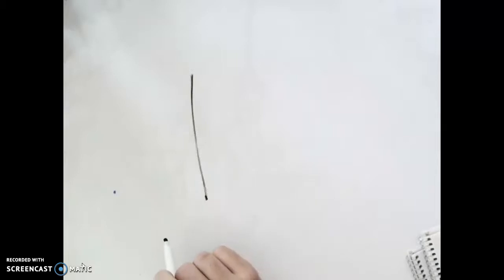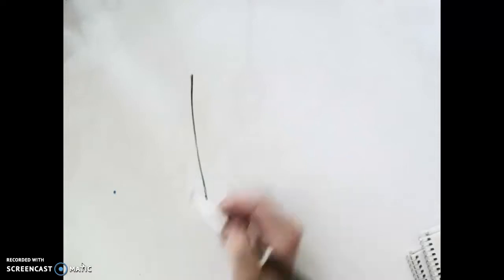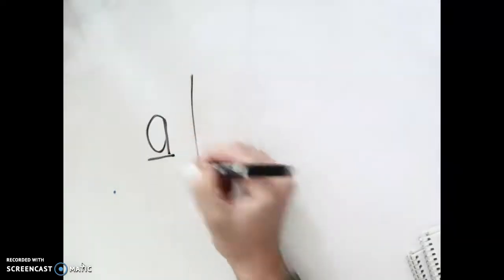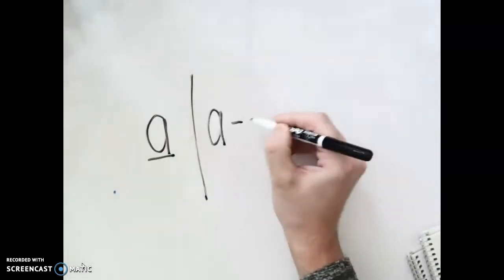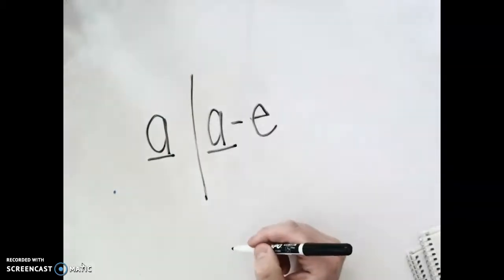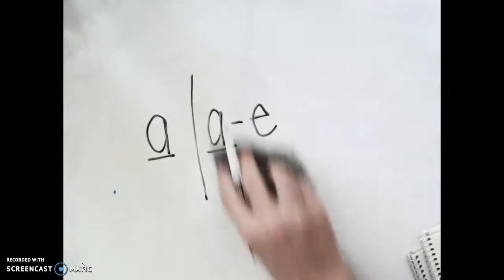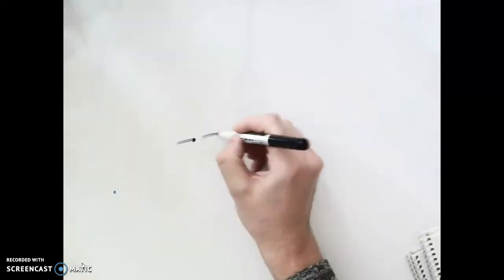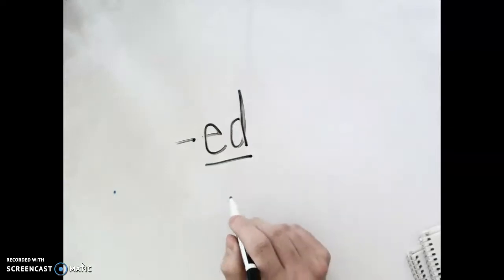Show me the two ways to make the long A sound. Long A says A. We know A says A, and A magic E says A. Show me the way we would spell the sound id, like in the word landed. This would be an ED, makes the id sound in the word landed.